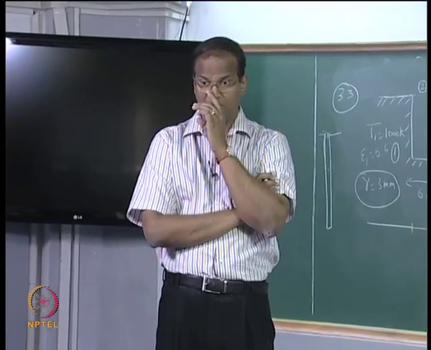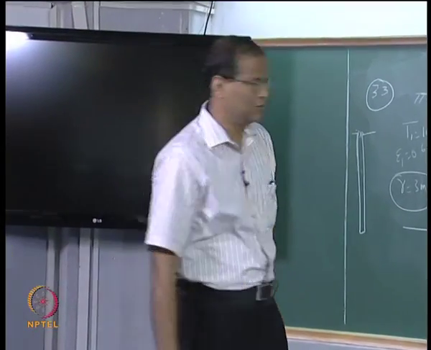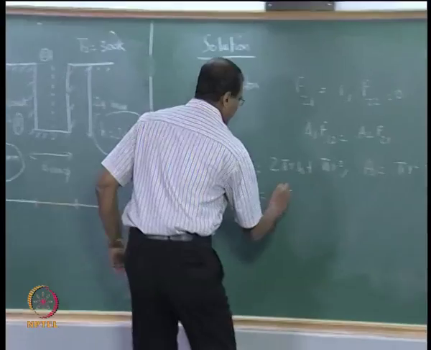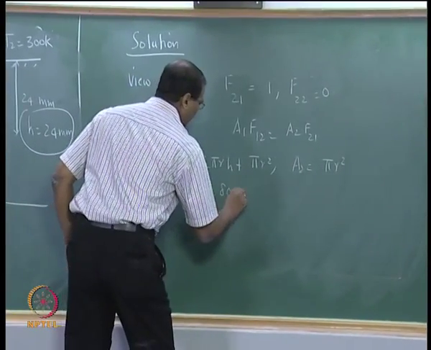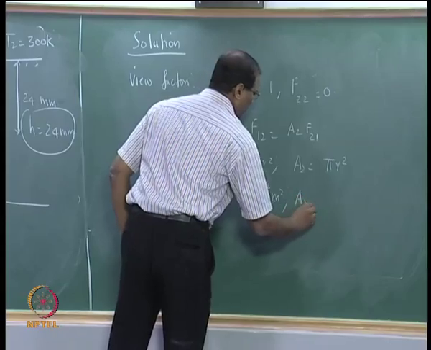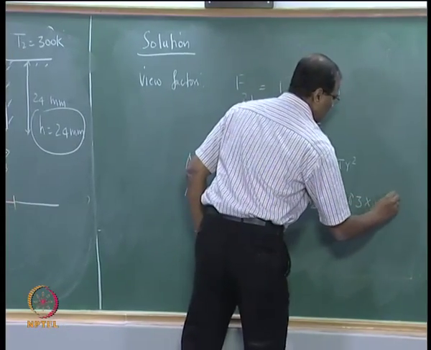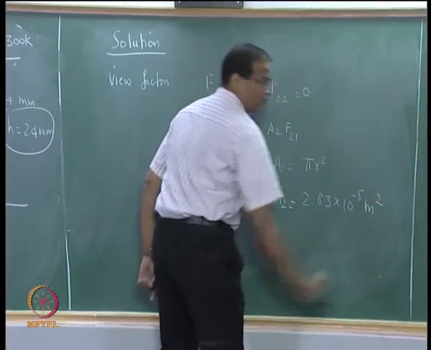4.8 into 10 to the power of 4.8 into 10 to the minus 4. Okay. Correct.